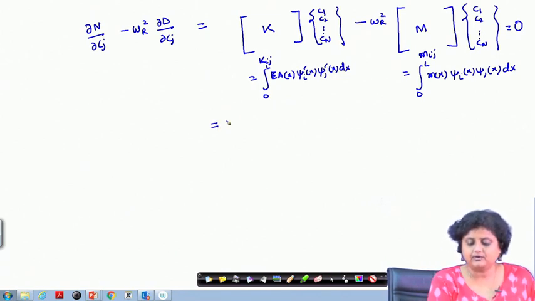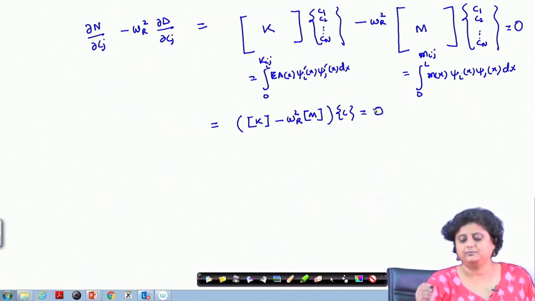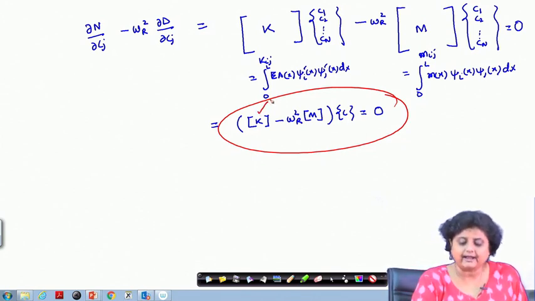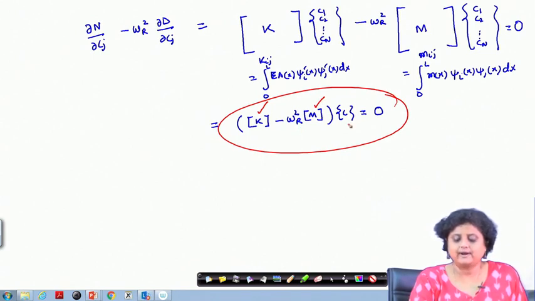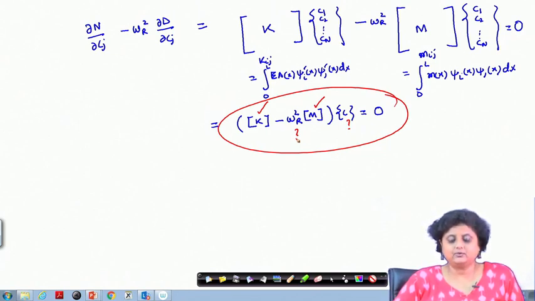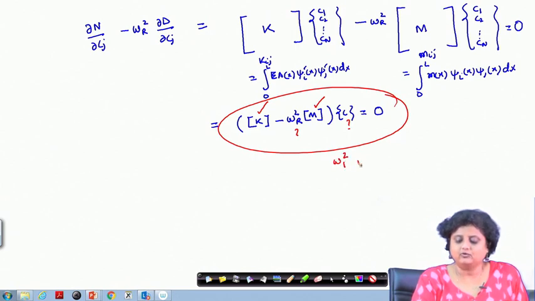This equation can therefore be written in a condensed form as K minus omega r square M into C is equal to 0. So, this kind of expression we have solved earlier. I know K, I know M, I do not know omega r square and I do not know C. So, these two are unknown. But I can solve this equation, as I have solved similar equations, and that will give me the values of omega 1 square, omega 2 square and till omega n square, and corresponding to each omega I am going to get C1, C2 and so on, till Cn.